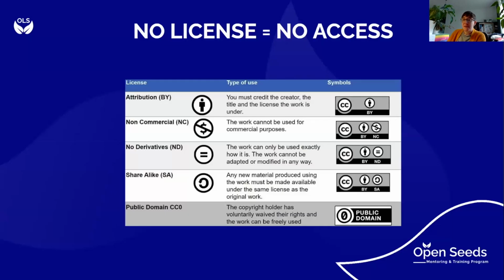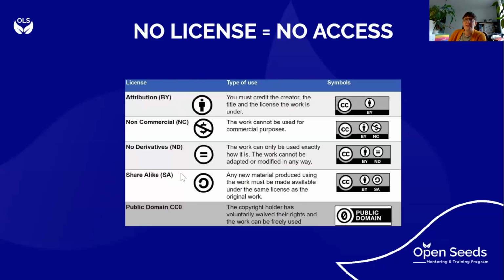So again, this is me being very annoying about licenses. It's not like I'm an expert in licensing, because I am not, but I just want to make you very aware. No license, no access. And it doesn't matter how openly you put everything. If there is no license, your data is not open.